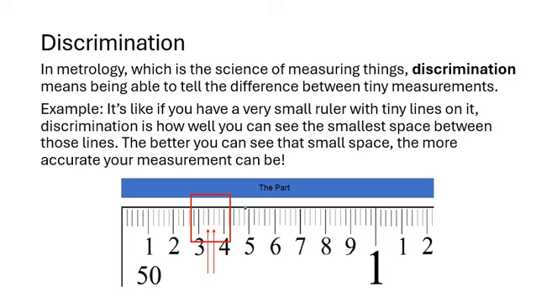Of course, here we're measuring a part. So for a steel rule, this is typically the smallest graduated mark. Okay.